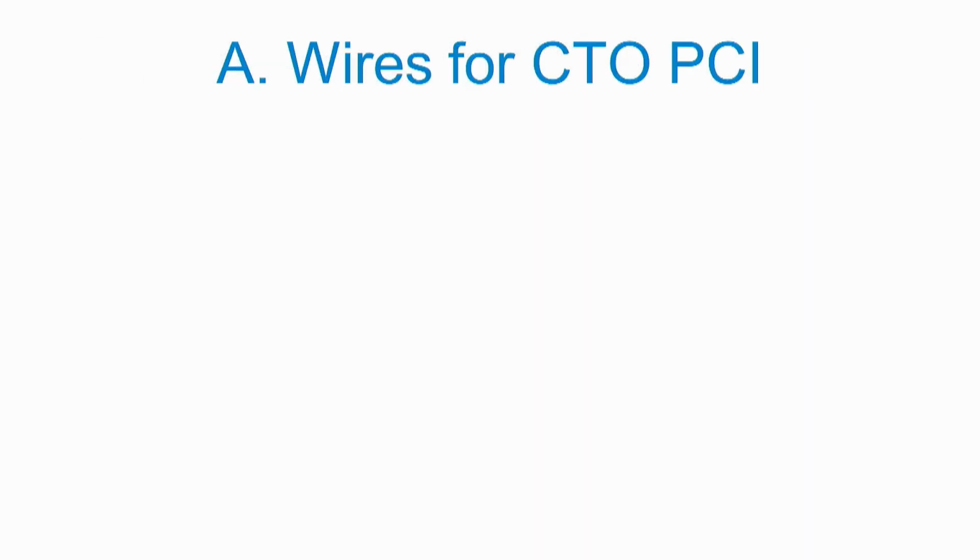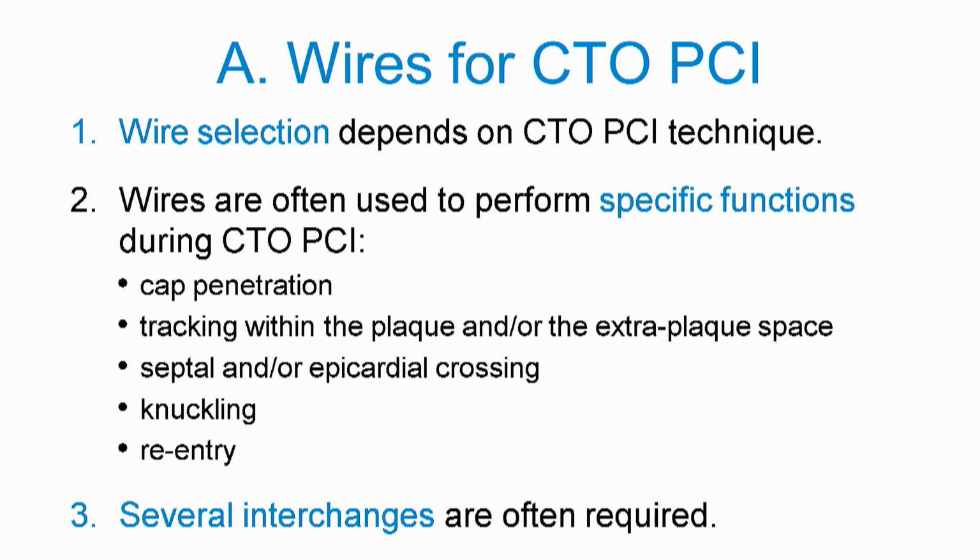So wires for CTO. Without wires, there is no crossing. This is the essence of any PCI, particularly CTO PCI. There's too many wires to talk about individually, so I'm just going to summarize the points. Wire selection depends on CTO PCI technique. The wires are performed for individual functions. Unlike non-CTO PCI, you can't just have a workhorse wire. You have several wires that perform several specific tasks.